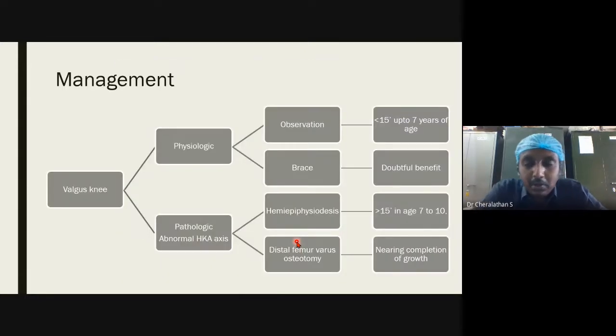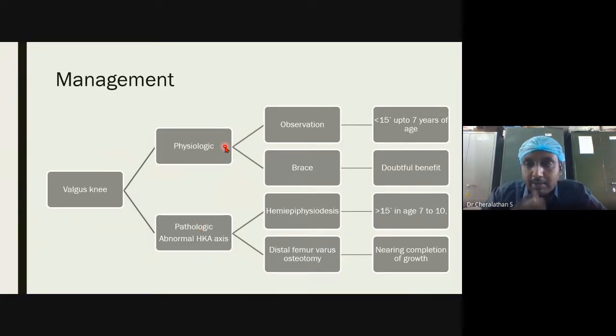Now, we know the causes, we know the clinical features, we know the radiological features, you know the diagnosis now. Now, how to manage this particular patient? The management depends on a few factors, right? So when you have established the diagnosis to be valgus knee, you have to be sure whether it is a physiologic valgus or a pathological valgus. Now, the difference here comes with regards to the patient's age of presentation and the amount of valgus you actually see.